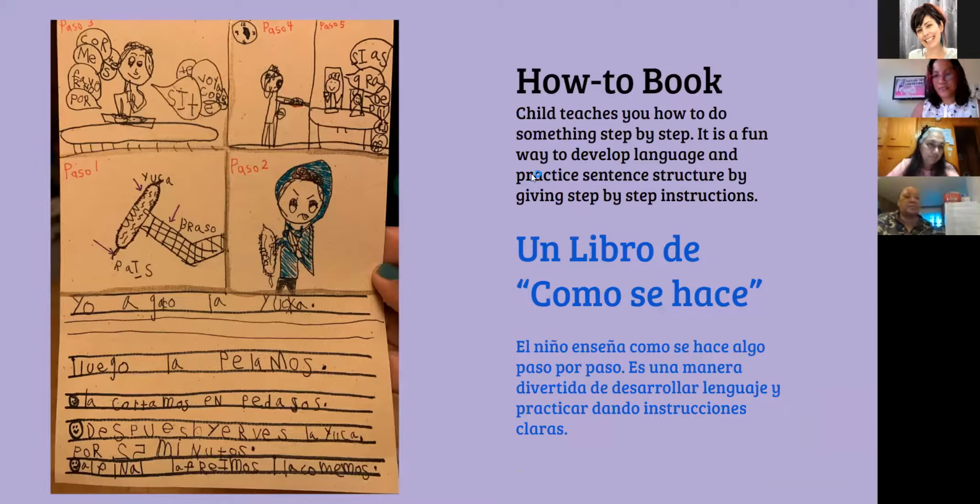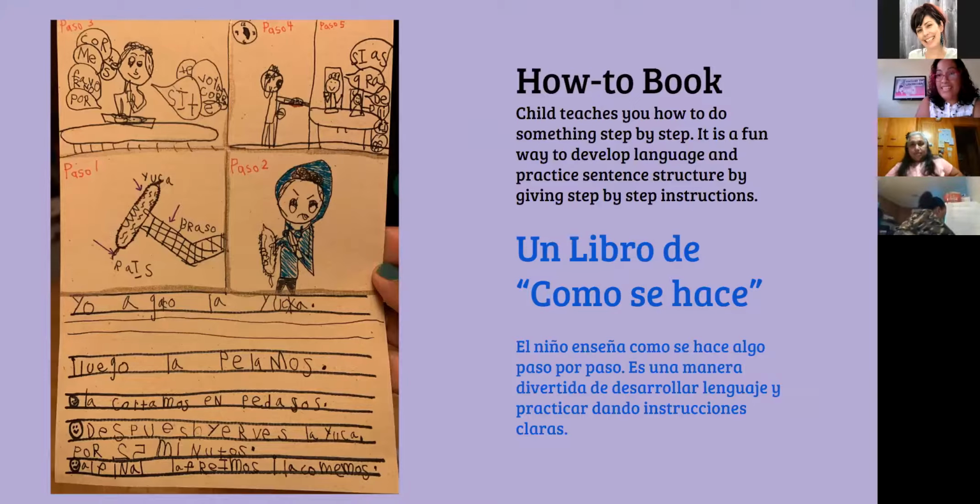I don't know if any of you have seen your children's work at the end of the year and see them produce something like this. This is a how-to book. A how-to book is a really fun way of giving your child a chance to practice language and writing while being the expert on something. In this image, we were making yuca in our kitchen. It was something new and my child was very curious about the yuca. It looked different. She was asking, why does it look like that? When you peel it, it looks different.